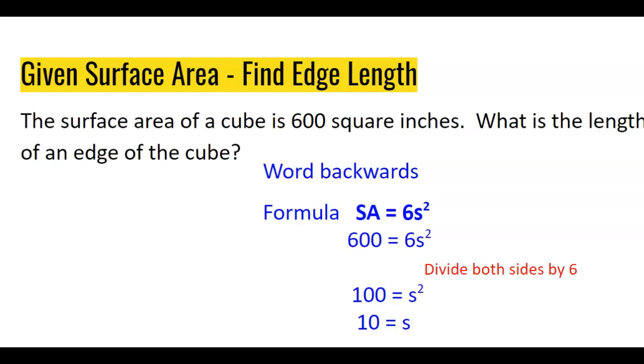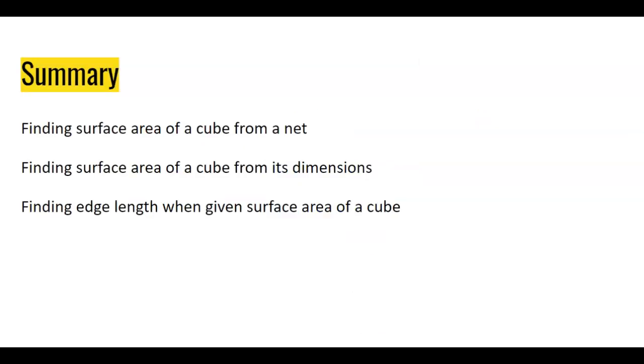600 square inches. So to wrap it up, today we looked at how to find surface area of a cube from a net. We also looked at finding the surface area of a cube from its dimensions. And we looked at working backwards at finding the edge length when given the surface area of a cube. So now you have practice work to do, and next lesson we'll work on finding the surface area of rectangular prisms, which is a little trickier, but still pretty easy.